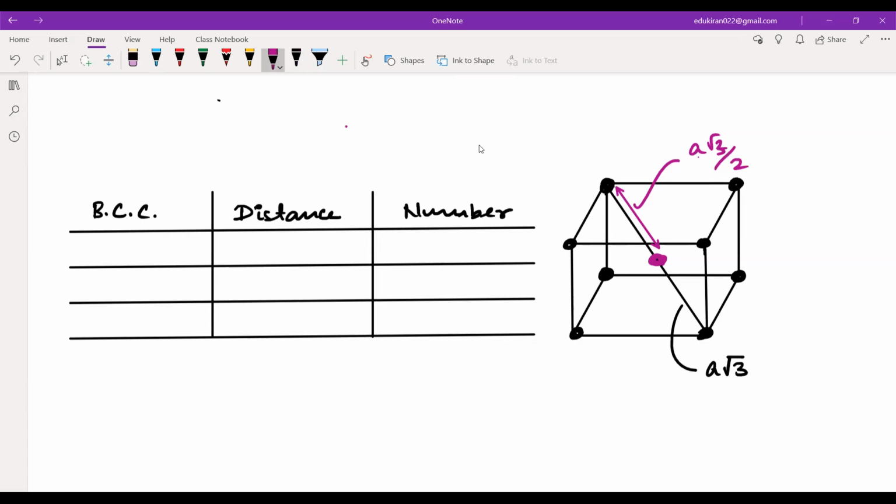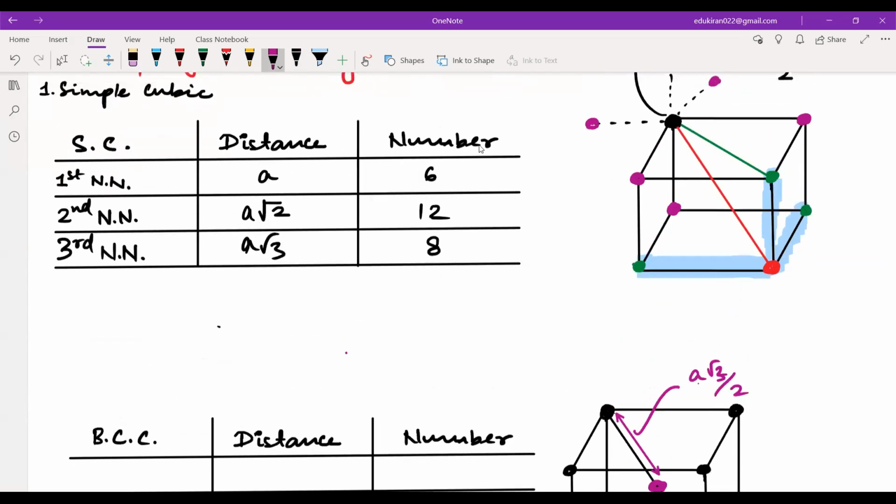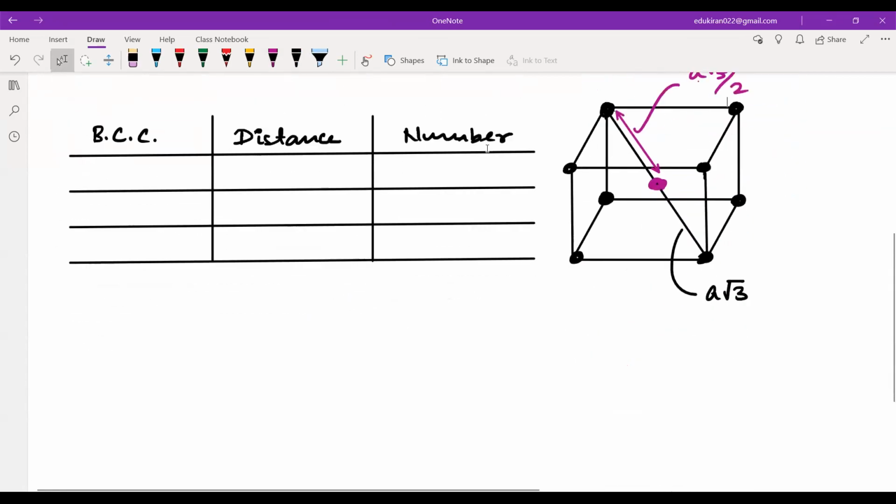Then you have the first nearest neighbor. So you already know that there will be 8 because its coordination number is 8. All of you know that, right? Yes or no? Yes, sir. The distance will be, this is new, A root 3 by 2 will be the distance.